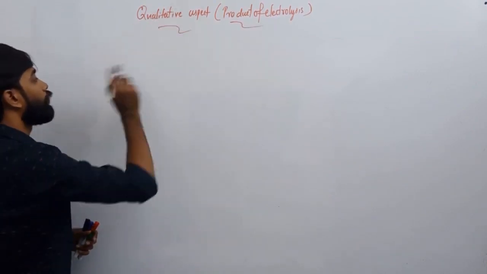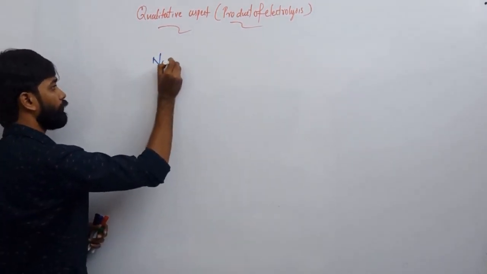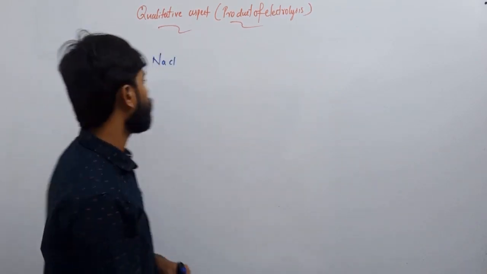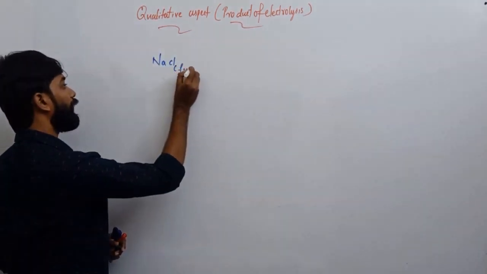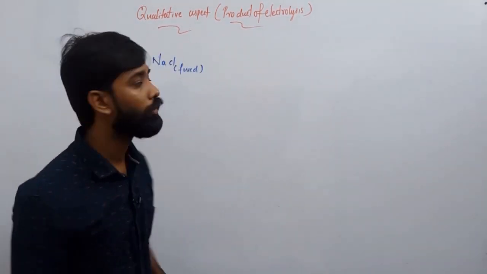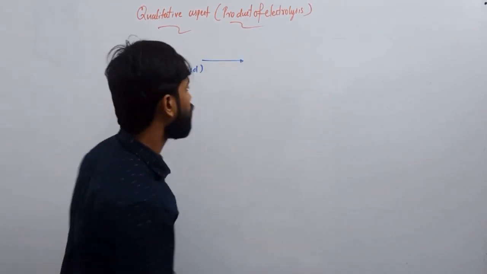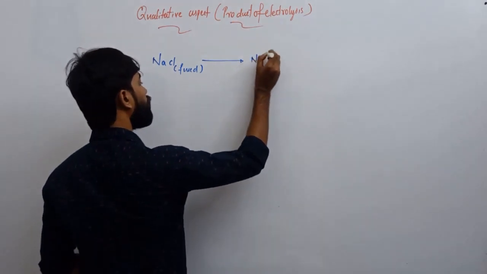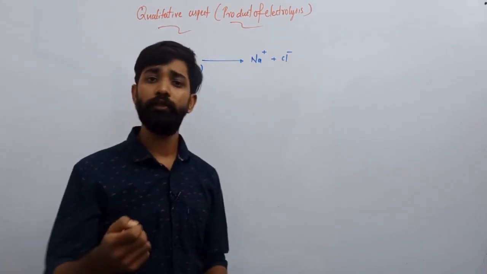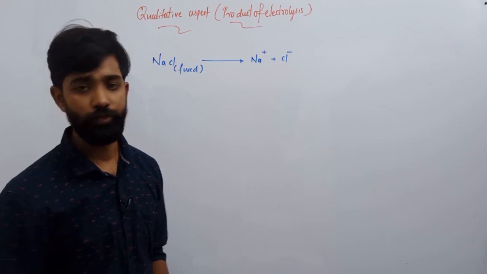Let's have a look. First of all, I have sodium chloride, NaCl, which is in the fused or molten state. We know that electrolytes can conduct electricity in fused form or aqueous state, right? So now your sodium chloride is in the fused form, so it can conduct electricity. And when it conducts electricity, it becomes Na+ and Cl-, and we know that they attract towards the respective electrodes, right?